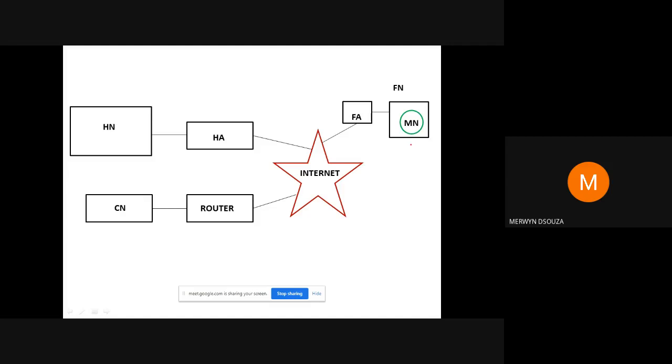Okay. If it wants to reply back to the CN, it can reply even if it's present in a foreign network. So it will prepare a data packet containing the CN's address, forward this packet to the home agent. Sorry, not to the home agent. Since it's in the foreign network, it will forward it to the foreign agent. Then through the internet, the foreign agent will forward it to the router of the CN. And then the router will forward that packet to the CN. This is how the reply will come from the MN to the CN.